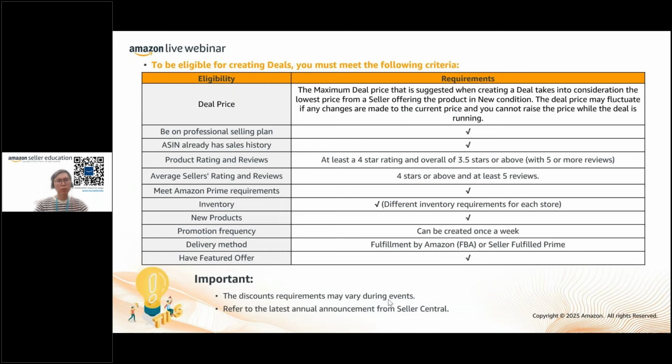Okay, these are the requirements. Again, just read through this, because when you are creating your deals on the deals page, this will also appear. And similarly, like what I mentioned before, during key events like Prime Day, Black Friday, Cyber Monday, the requirements may change.